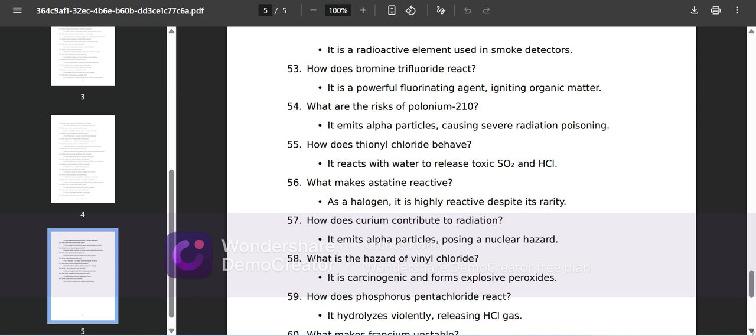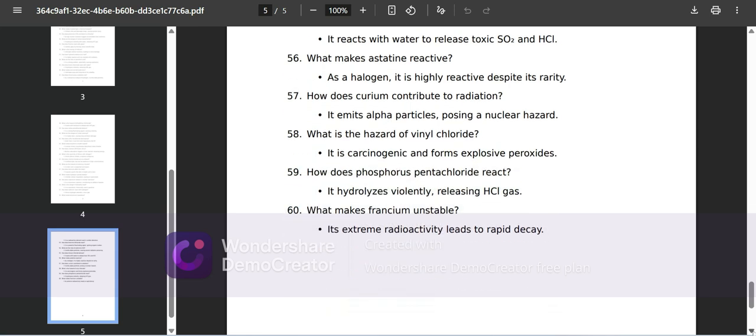What makes astatine reactive as a halogen? It is highly reactive despite its rarity. How does corium contribute to radiation? It emits alpha particles posing a nuclear hazard.